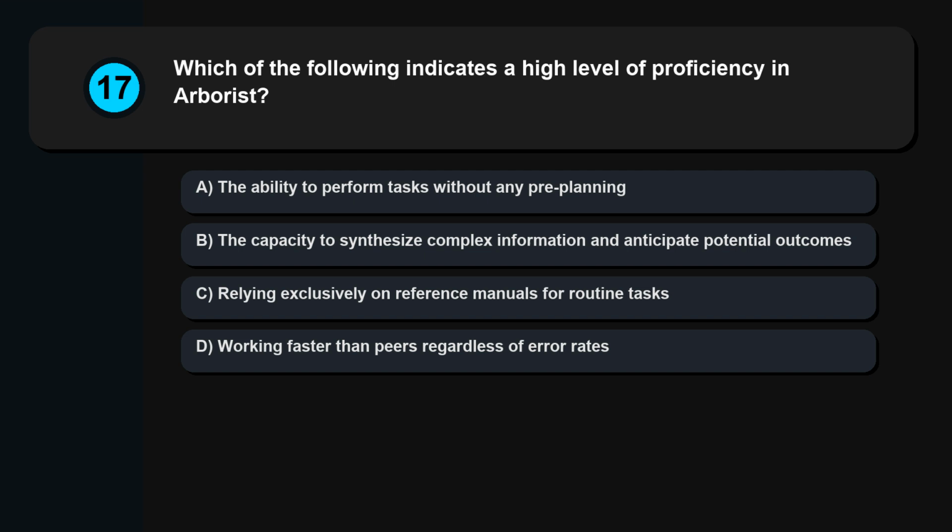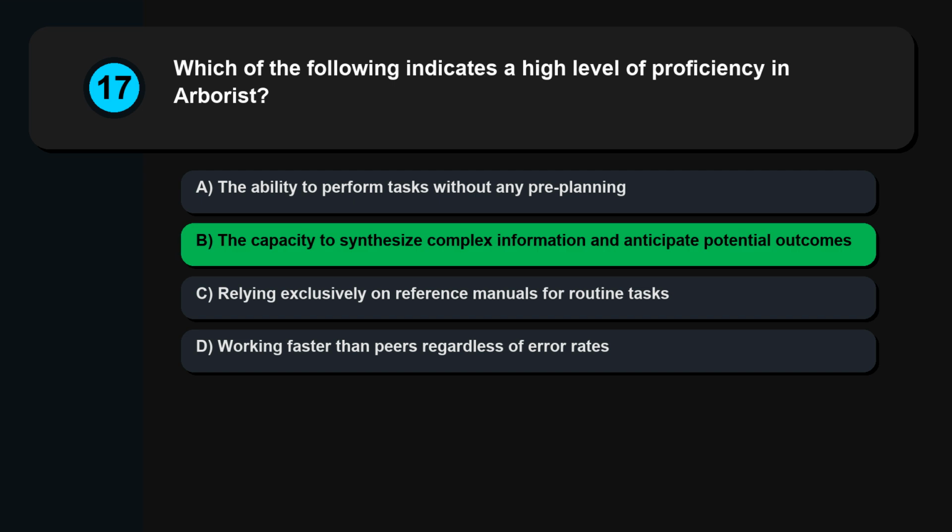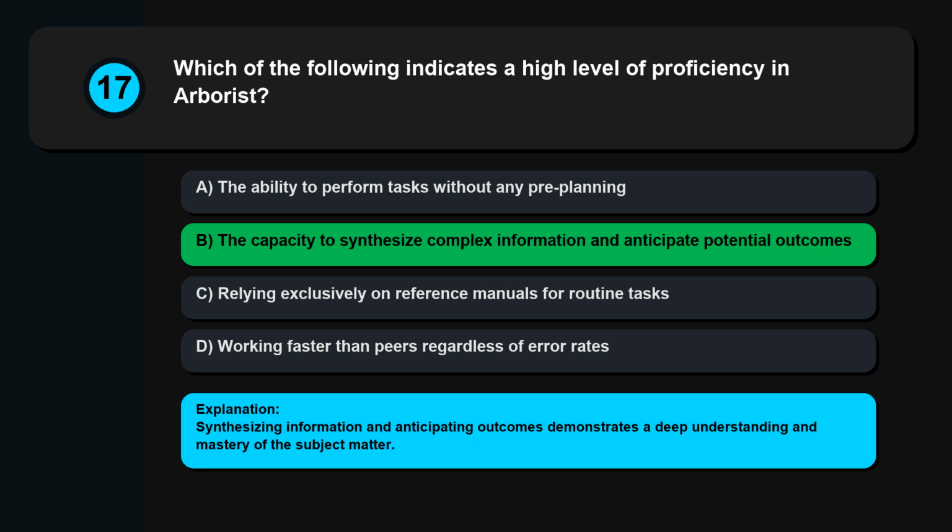Question 17. Which of the following indicates a high level of proficiency in arborist? The ability to perform tasks without any pre-planning, the capacity to synthesize complex information and anticipate potential outcomes, relying exclusively on reference manuals for routine tasks, working faster than peers regardless of error rates. Synthesizing information and anticipating outcomes demonstrates a deep understanding and mastery of the subject matter.